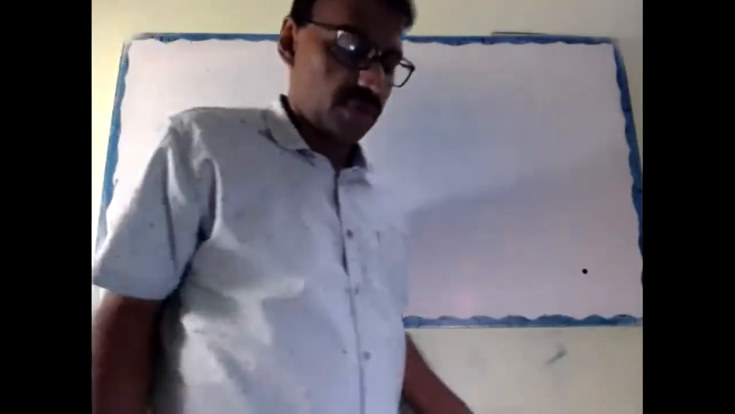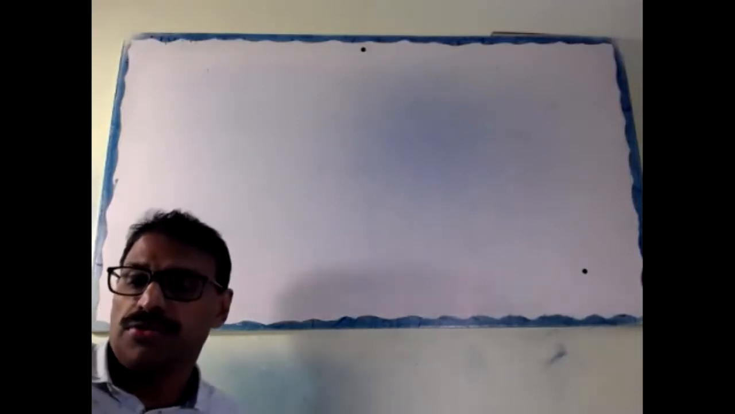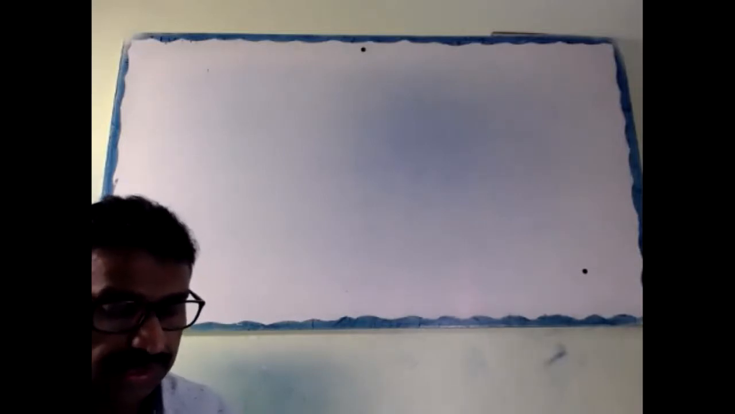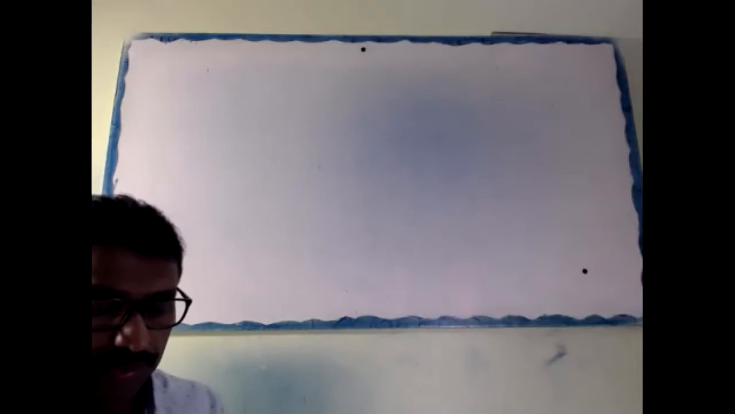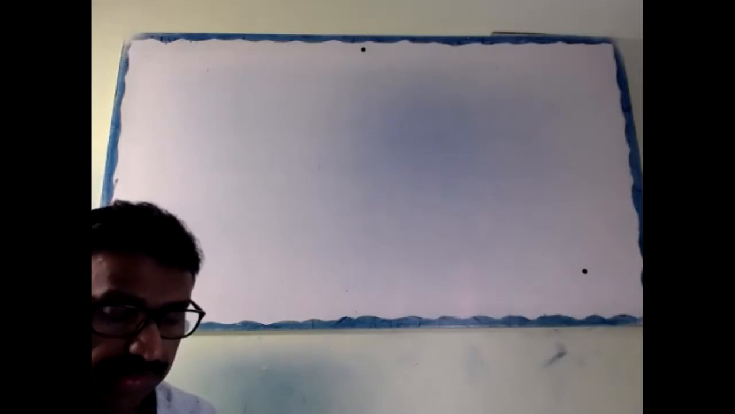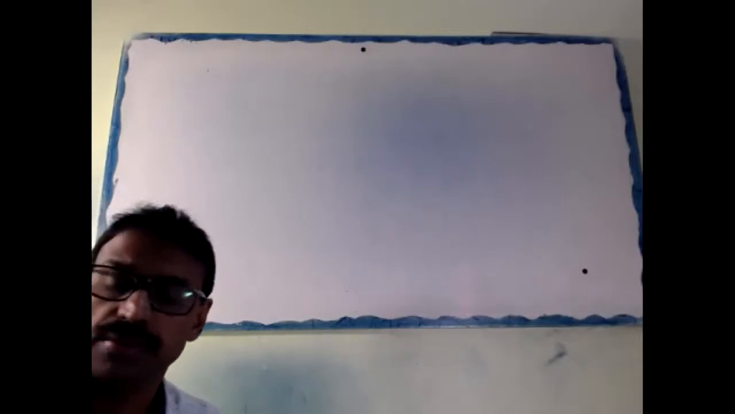What is the length of a chord which is 6 centimeter from the center? Can you try this one? A chord 12 centimeter long is 8 centimeter away from the center of the circle. In the same circle, another chord is 6 centimeter from the center. What is the length? So, try now.